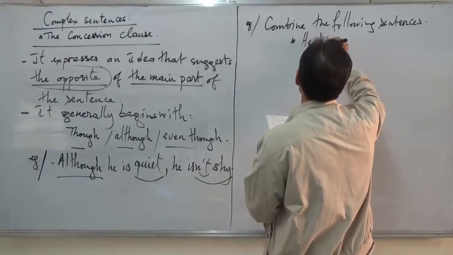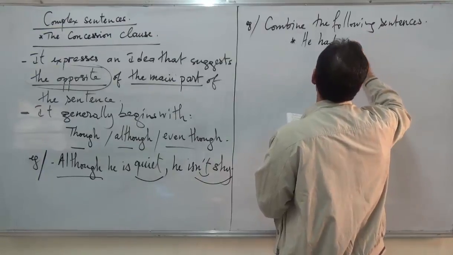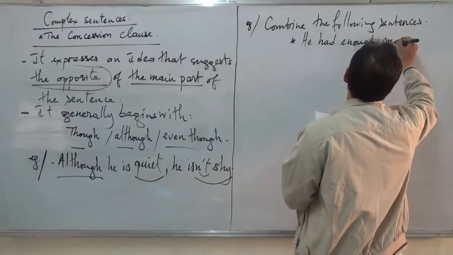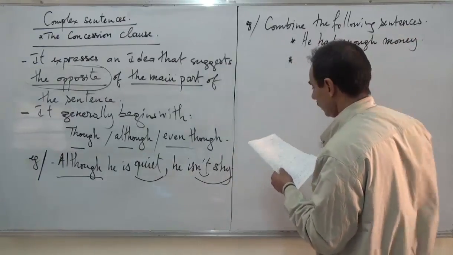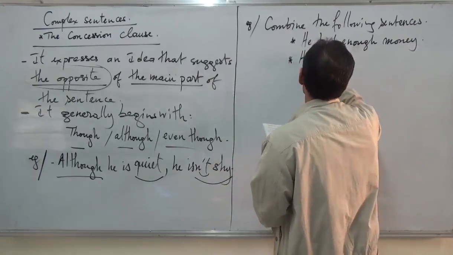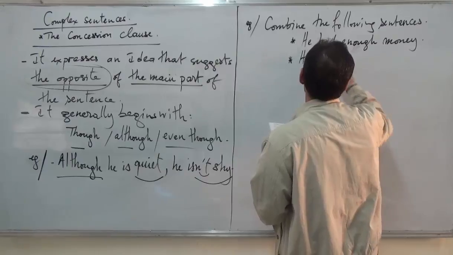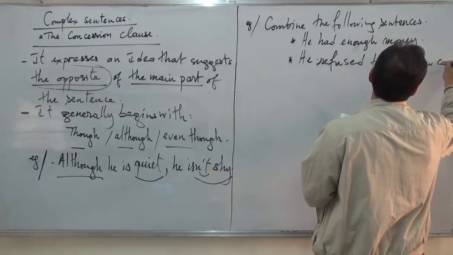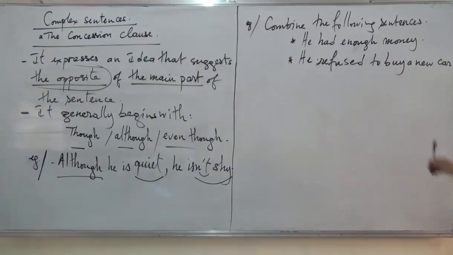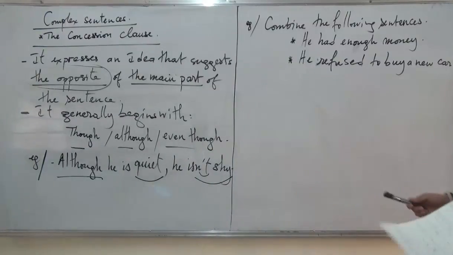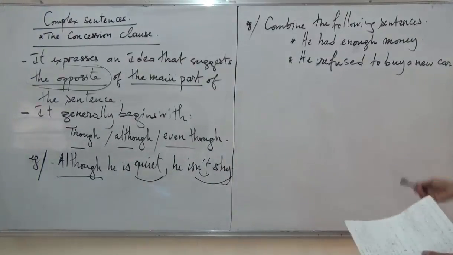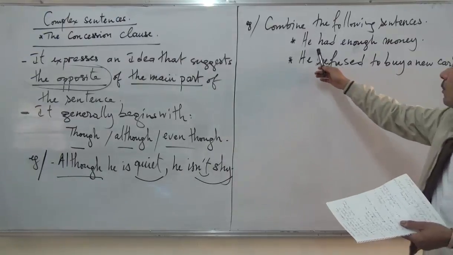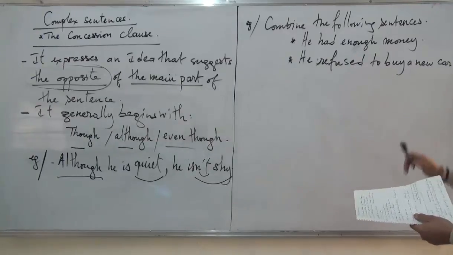For example: he had enough money. He refused to buy a new car. Look at the concession here. Someone who has a lot of money and refuses to buy a new car. Generally, when we have a lot of money, we try to buy new things: a new house, a new car, new clothes, etc.